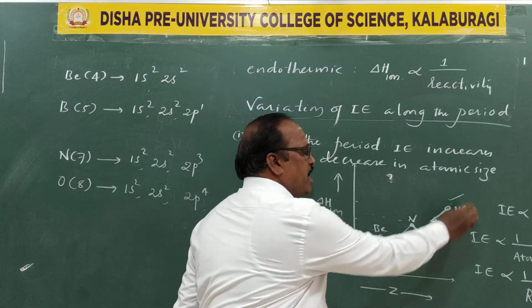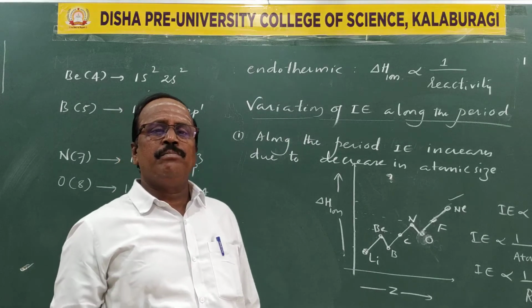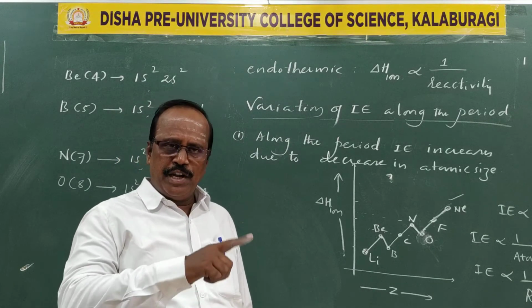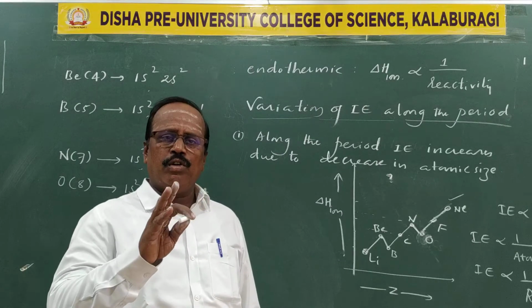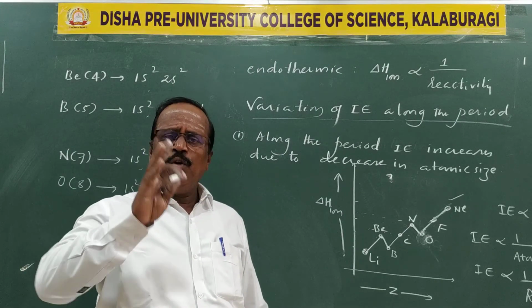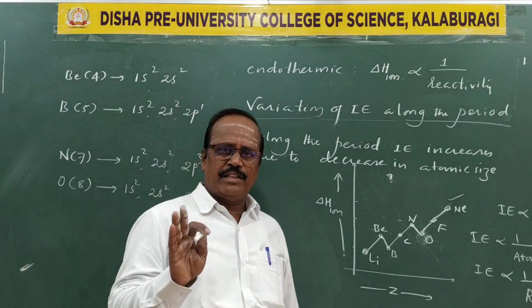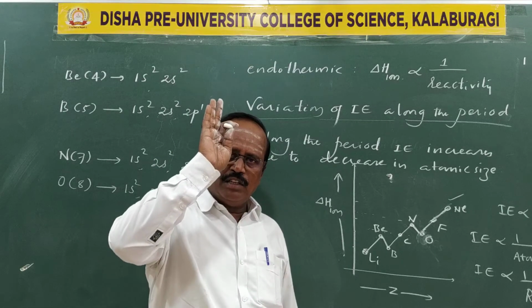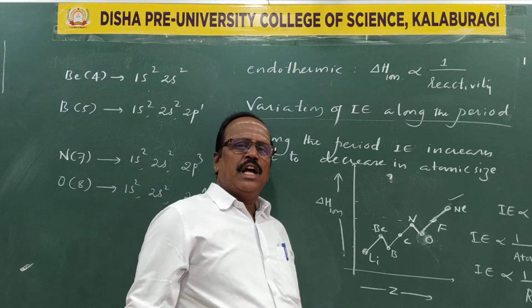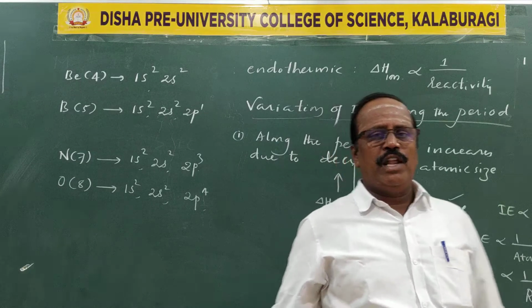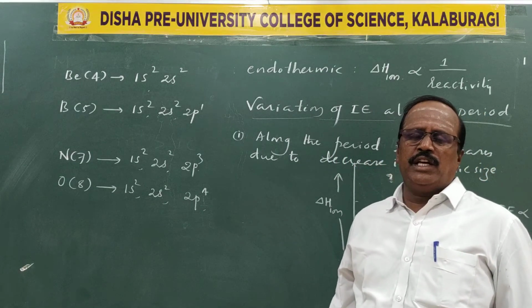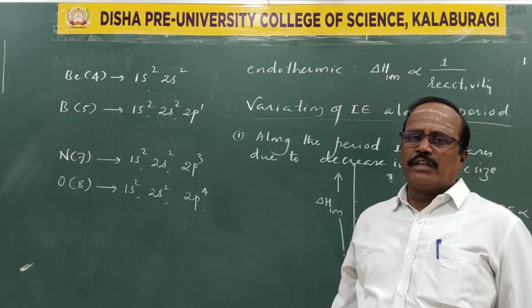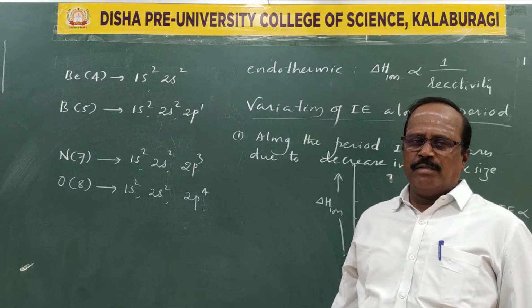Neon will have the highest in each period. Whether you go to the first period, second, or third, along any horizontal row, every end of a period will have noble gases. So alkali metals will have the least ionization energy, and noble gases will have the highest ionization energy because they have a fully filled octet configuration, so they are stable.